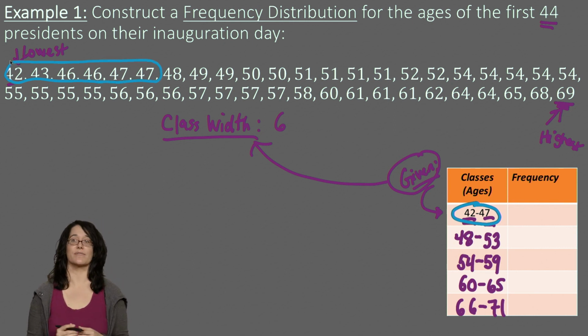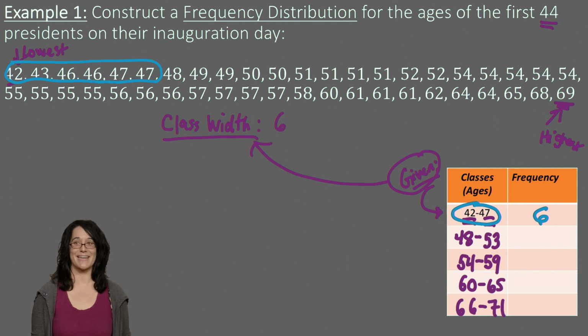There's my first class, right? How many items are in there? Looks like 1, 2, 3, 4, 5, 6. That's what I got. Feel free to pause the video and see if you can complete this frequency distribution yourself. All right, let's see how you did.